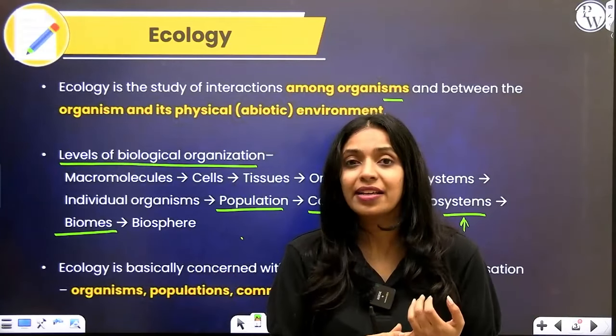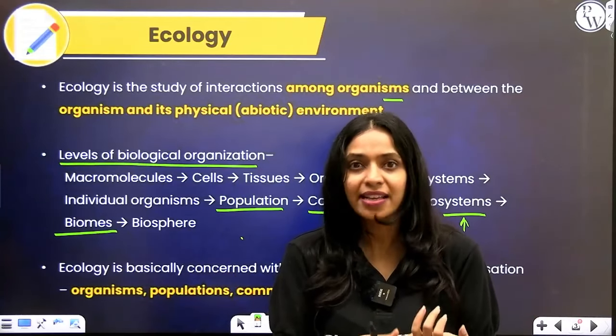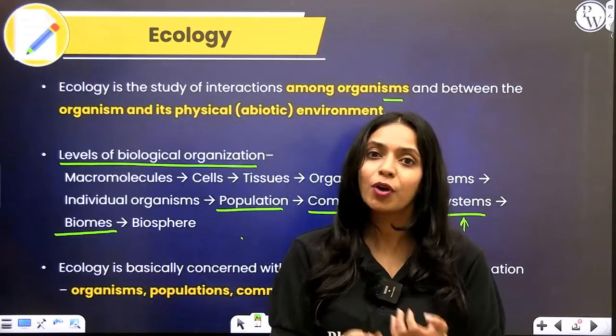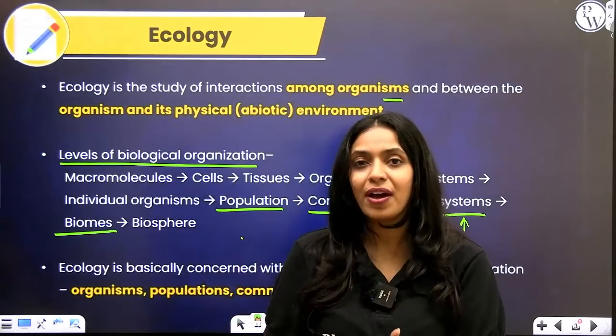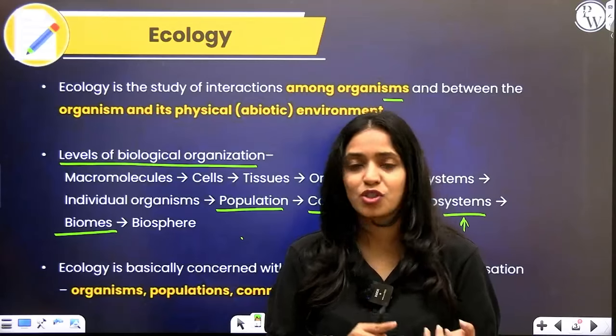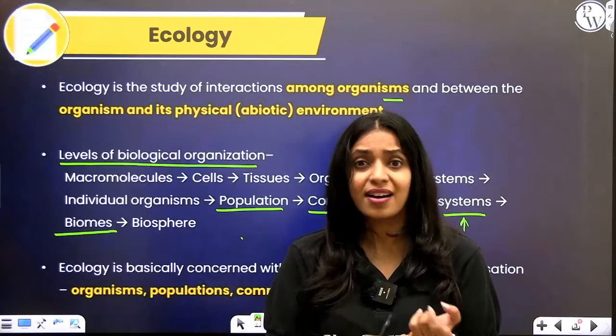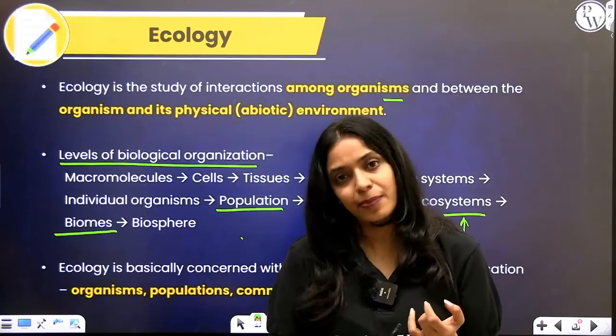So what is a desert? How do we know that a land is a desert? We know that it's a desert because it has its own set of abiotic factors. There's very little water present there. The temperature is very high. There's very scarce rainfall. So we know those are the abiotic things.